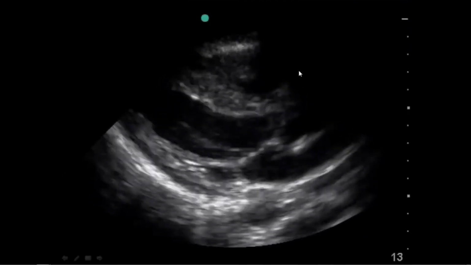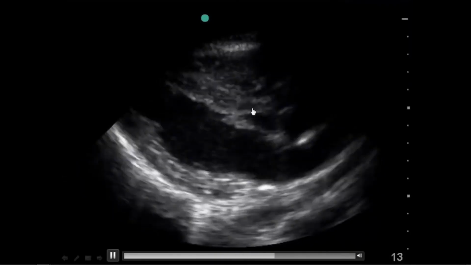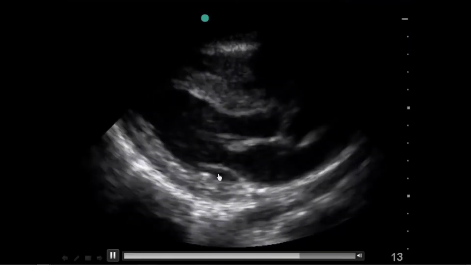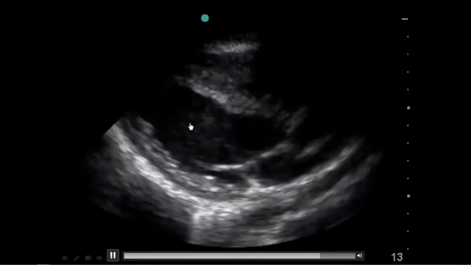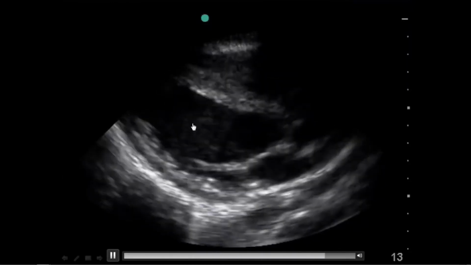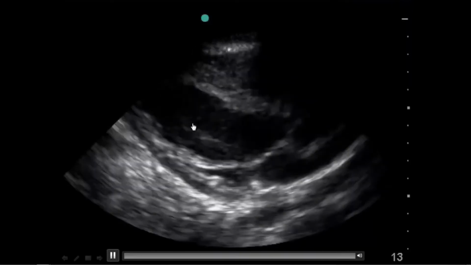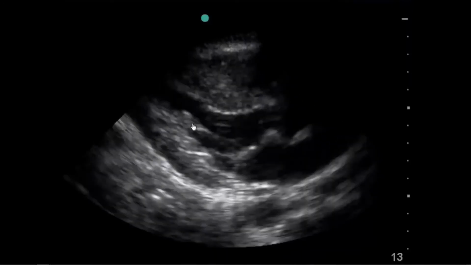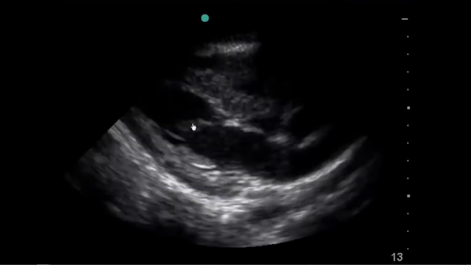So let's just take a moment to look at contractility. There are three things we want to focus on for contractility. One is, are the walls all coming together pretty symmetrically towards the center? So this little hand now is in the center of the left ventricle, and we can see that both the septum and the posterior wall are coming together symmetrically towards that center. So that looks pretty good.